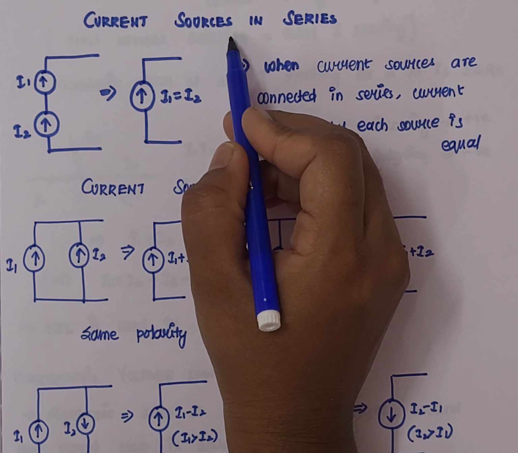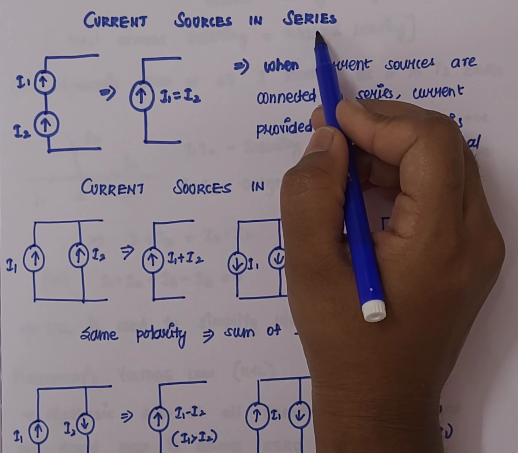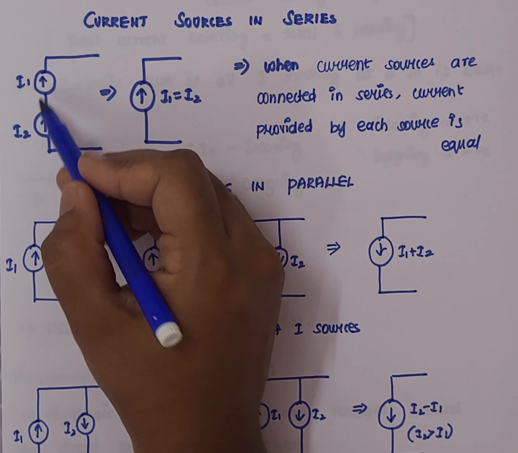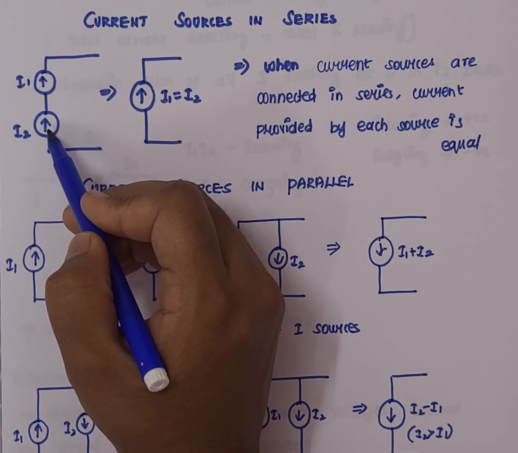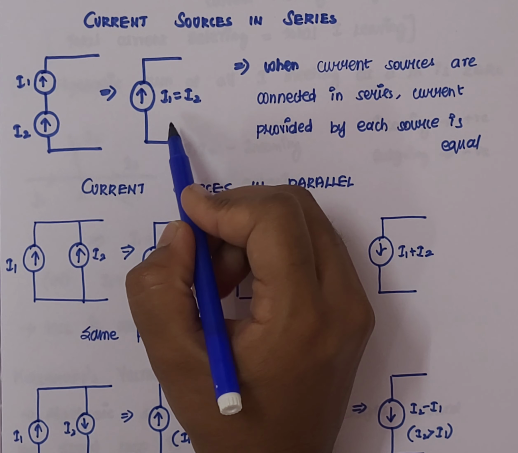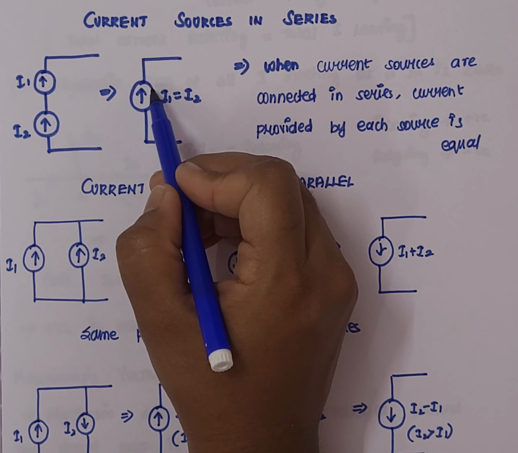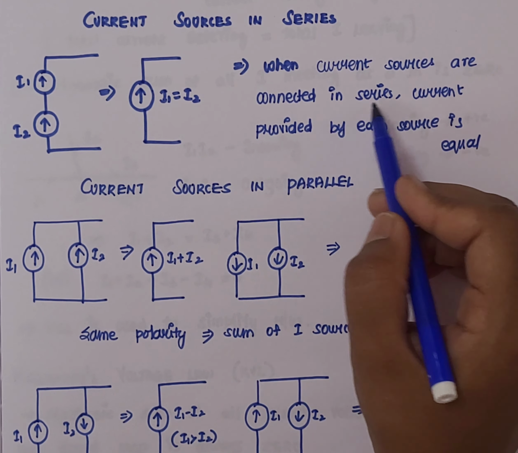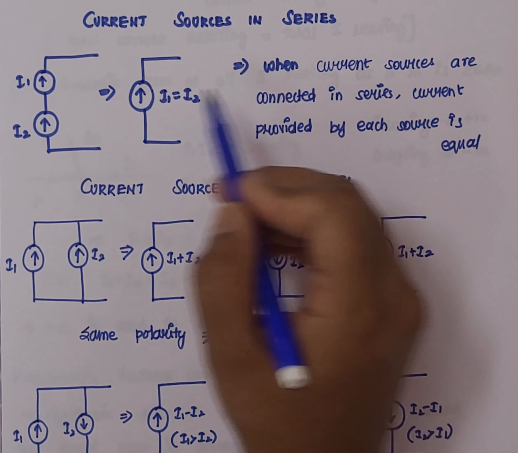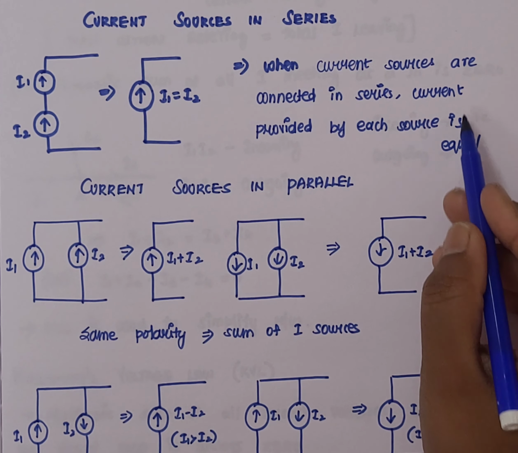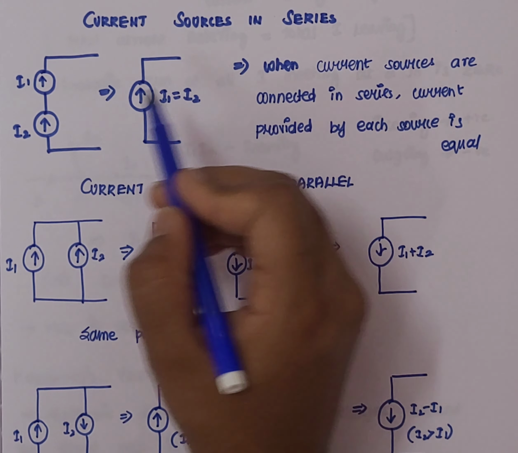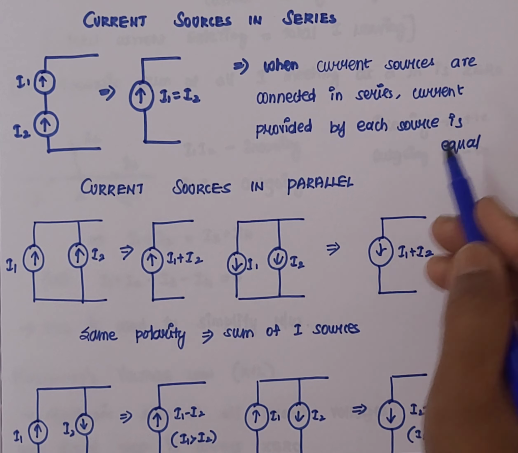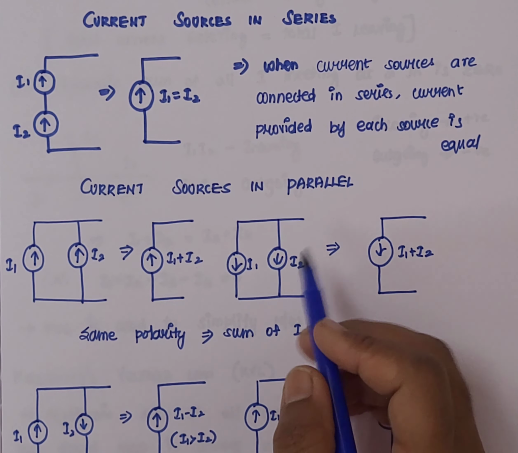Similarly, let us consider the current sources. So whenever it is connected in series will be the first case. So we have two different current sources here, I1 and I2, and they are connected in a series connection. So this can be equally represented with a single current source where I1 value is equal to I2. So whenever current sources are connected in series, the current provided by each source, that is I1 and I2, will be equal. So here in series connection we will have the equivalent source current. Now let us see it for the parallel connection.